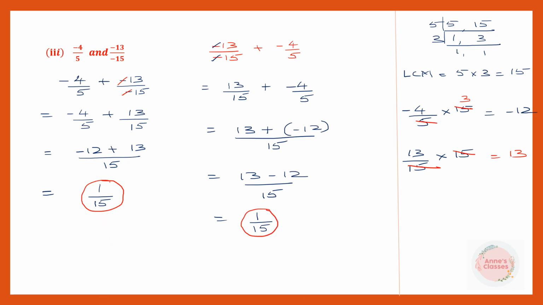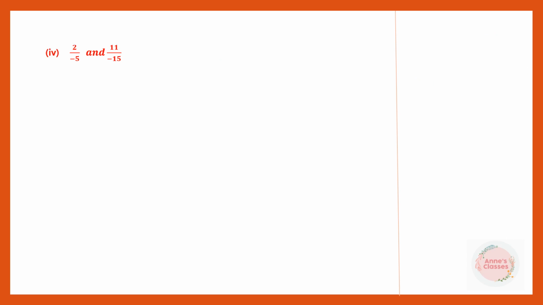So we can conclude that when you add minus 4 by 5 plus minus 13 by minus 15, it's equal to the same thing even if the order is reversed, minus 13 by minus 15 plus minus 4 by 5. Thus we have verified the commutative property.